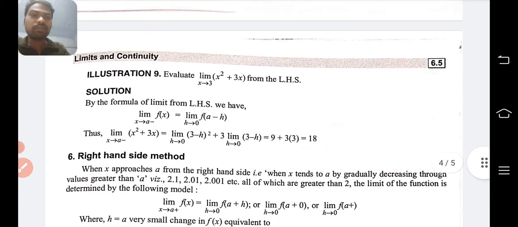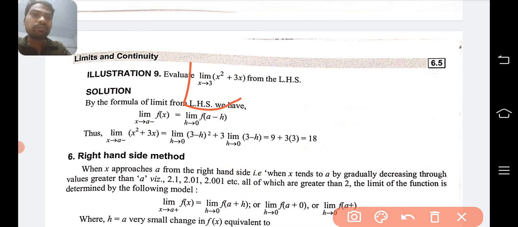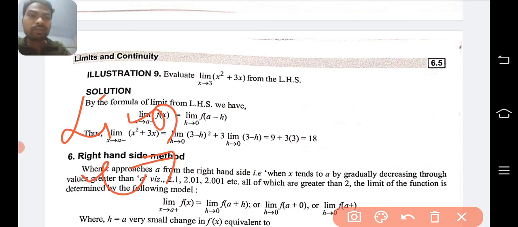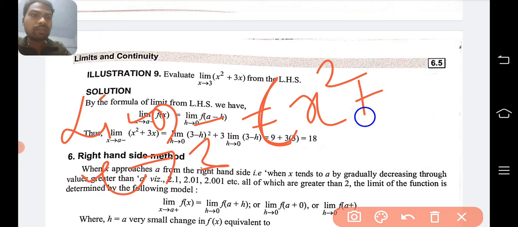And another example is given here, that is limit x tends to 3 of x square plus 3x. From the left hand side we have to calculate the limit. So what we have to do is first write down in this manner: x tends to 3, the constant term is 3, and we put 3 to the power minus, then this function would be written in this way, and whatever the term is there we will write down x square plus 3x. Clear?